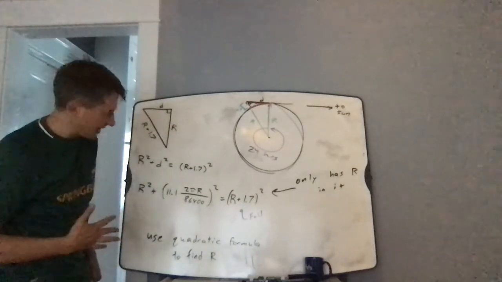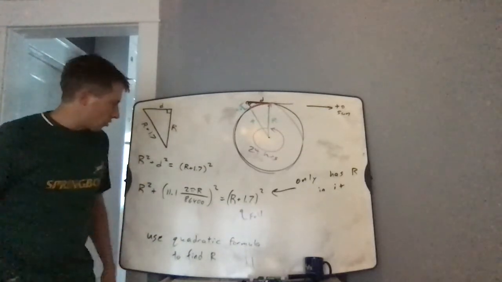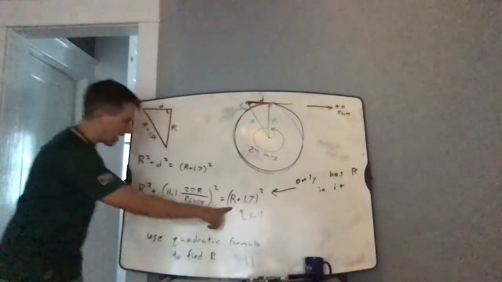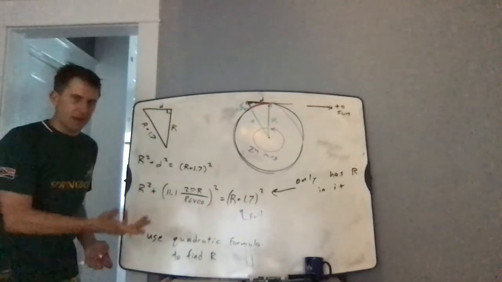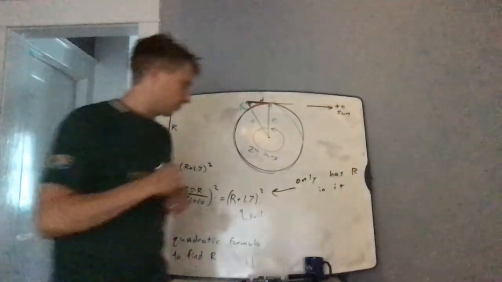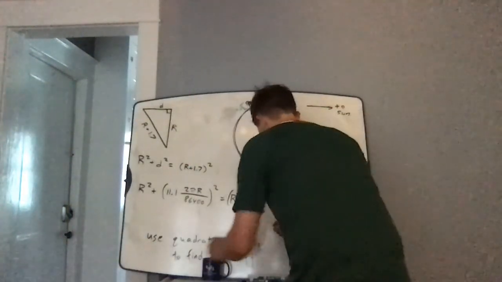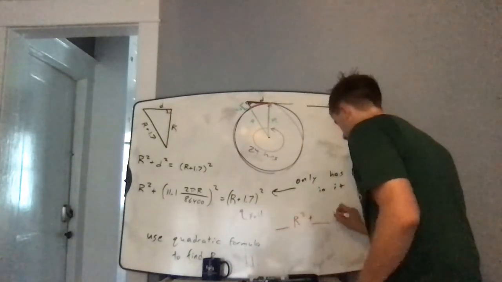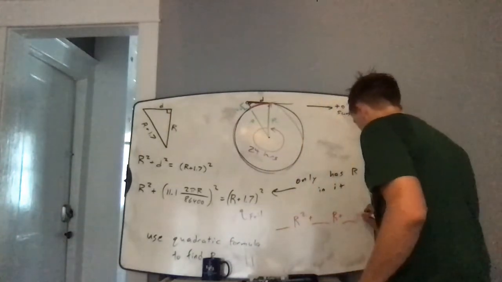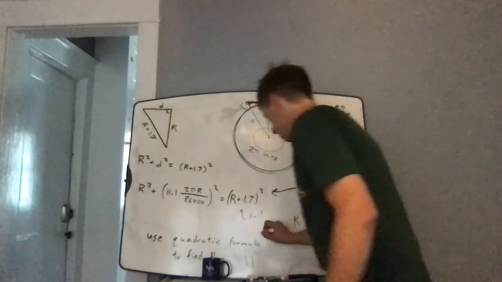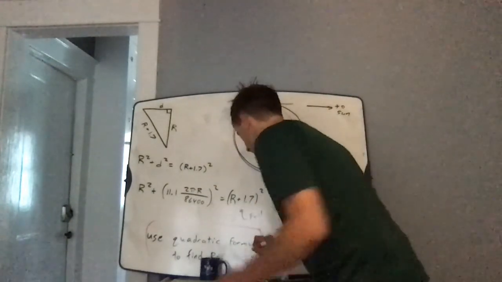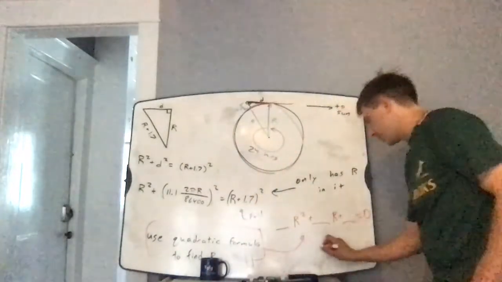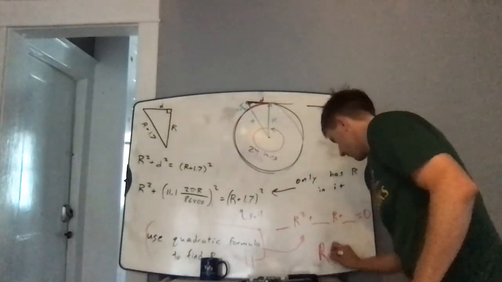So as I said, finish this problem on your own. Don't forget to FOIL that guy, rearrange it, simplify the equation somewhat. Eventually you'll get something like some number times r squared plus some other number times r plus some other number equals 0. And then you use the quadratic formula to find what r is equal to.